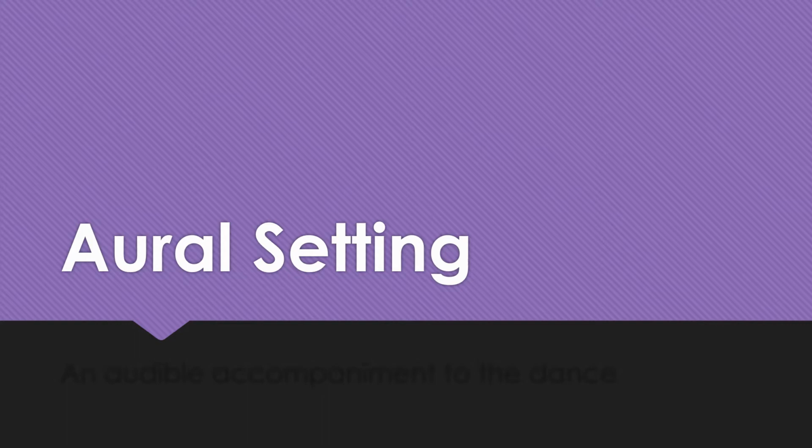Aural setting is one of the topics that you could be asked about in section A of the exam paper, section B of the exam paper and section C of the exam paper. I'm going to briefly go through where it's suitable in section C, but the majority of this is going to be about section A and answering the questions.